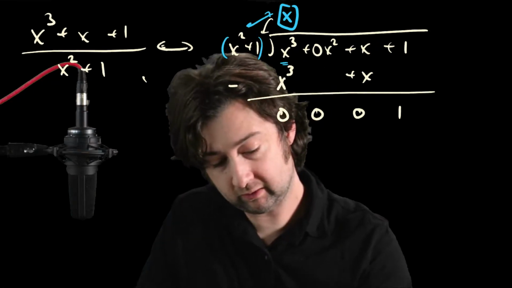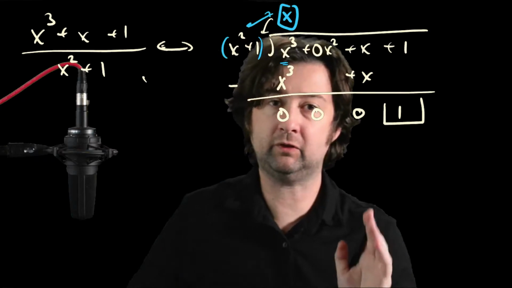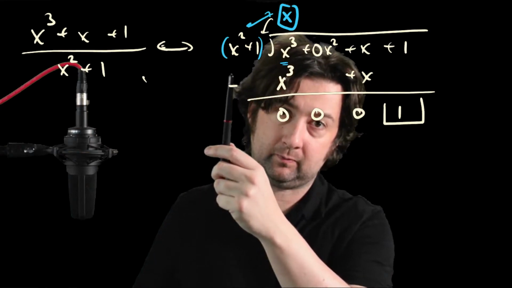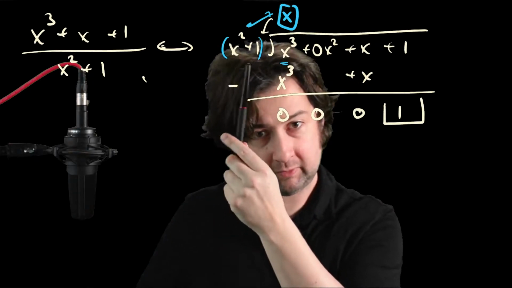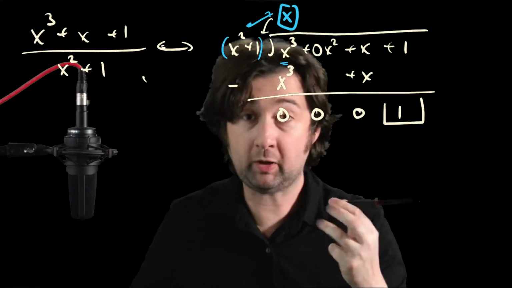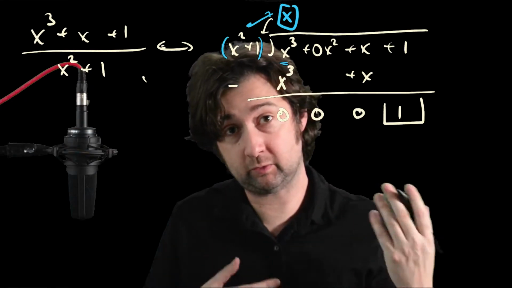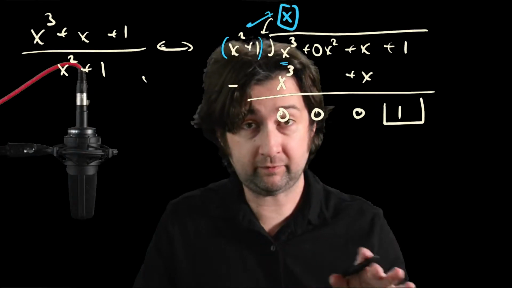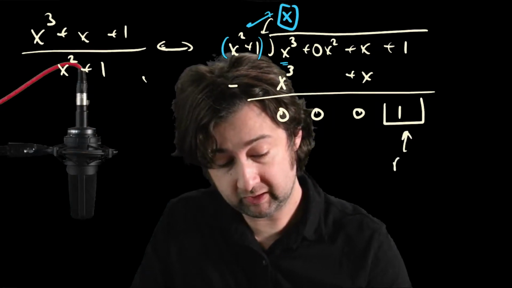Now this thing right here is of lower degree than what we started with. So there's nothing that I'm going to be able to multiply x squared by in order to get a 1. Right? No polynomial times x squared is equal to 1. Since I can't find a polynomial that does that, I'm finished, and this is called the remainder.